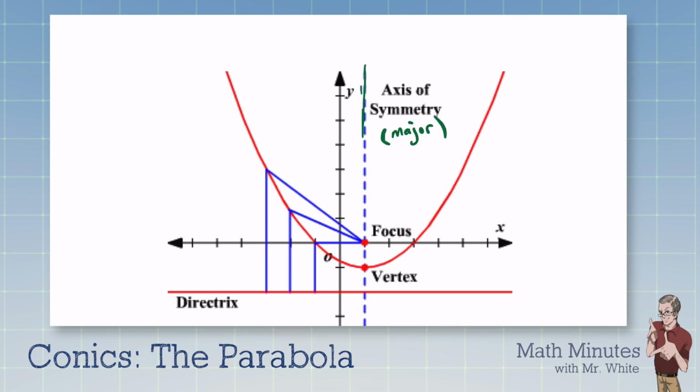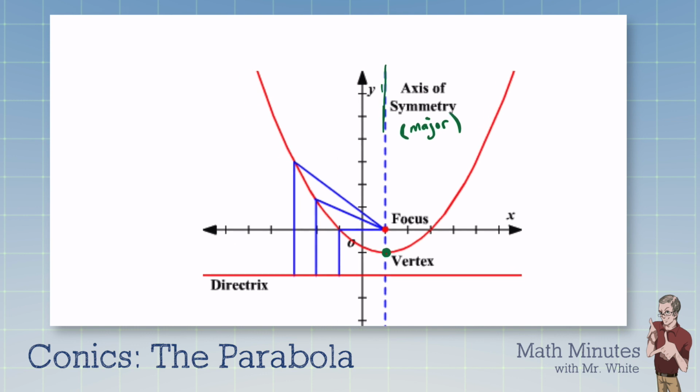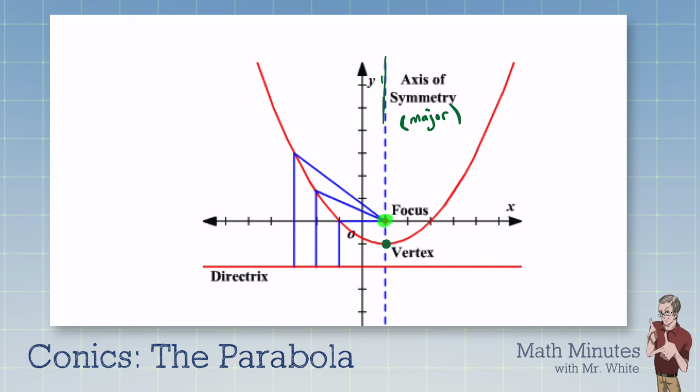This one is facing up. So notice the vertex is right here, and then we've got the focus above it, which means the lens to that headlight would be facing up, right? Notice that the directrix this time is a line that is horizontal. So this looks like it's at y equals negative 2. All right, the axis of symmetry in this example is at x equals 1.